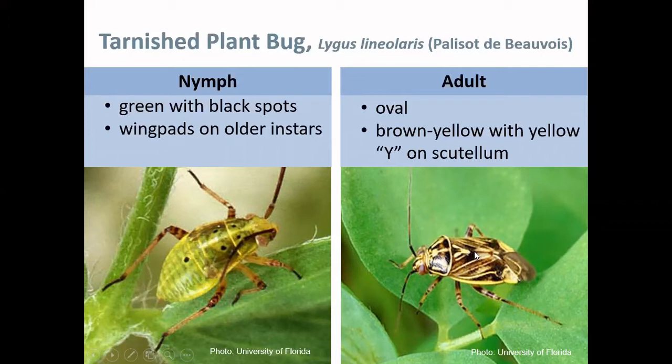Now, tarnished plant bug does tend to fly away very quickly if disturbed, so it's not surprising if you miss the presence of the adults.